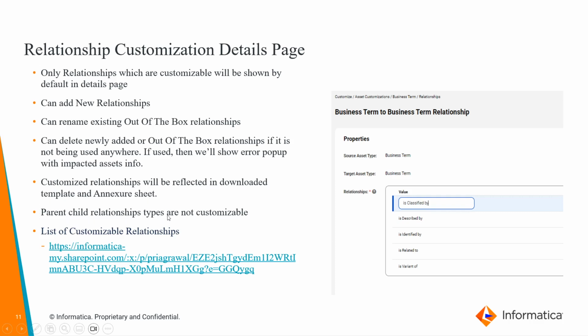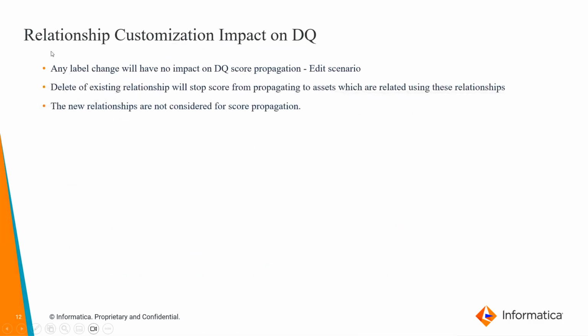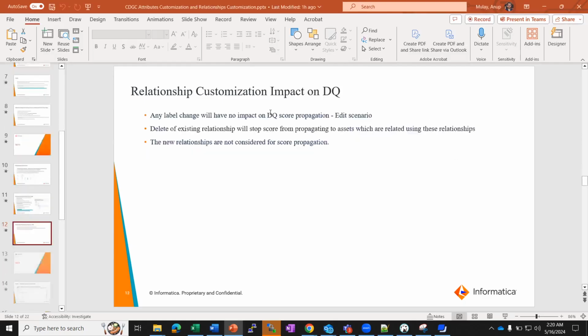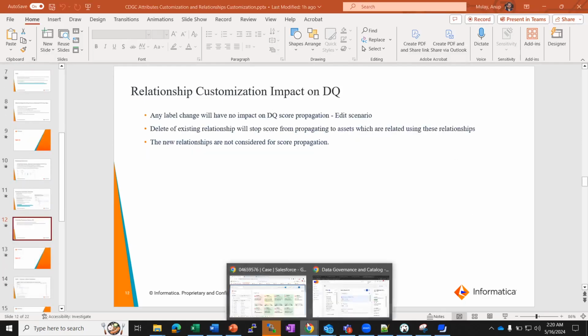Parent-child relationships are not customizable. So this is how basically the customization of relationship will be shown. We'll have a source asset and target asset, and these are the values or the types of relationship that we can check. So let's quickly have a demo on this one.